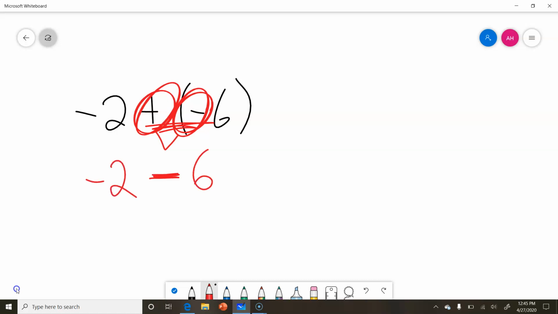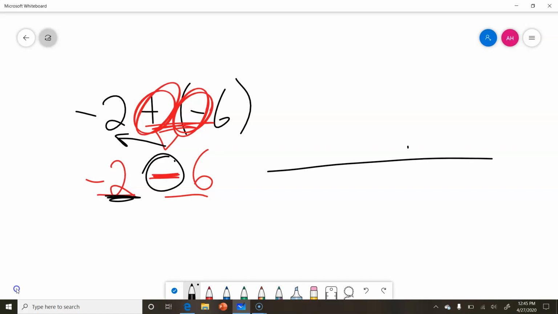So this is the way they taught me to rewrite it. Negative 2 minus 6. And the reason they taught me to do that is because the negative here makes it sound like I'm going to the left. So I automatically know that I'm starting at negative 2. On a number line, I'm here at 0. I'm already at negative 2. And then I'm going to the left 6 more to get to negative 8.